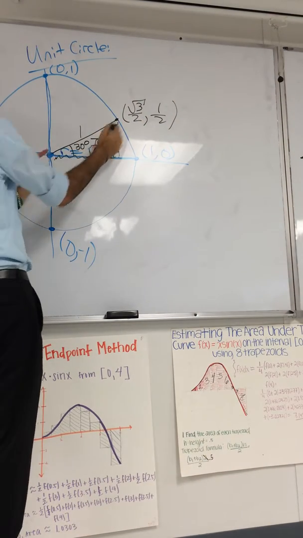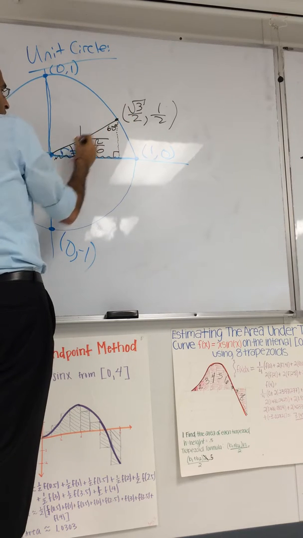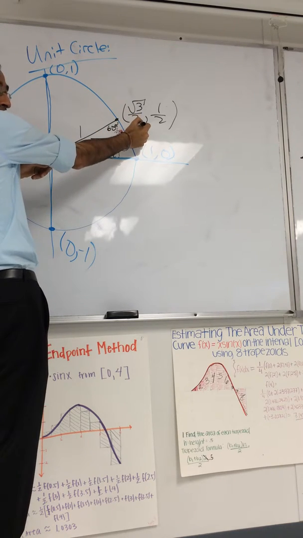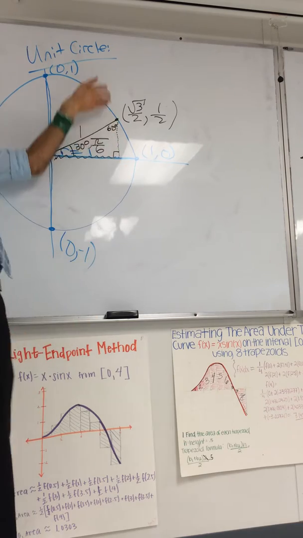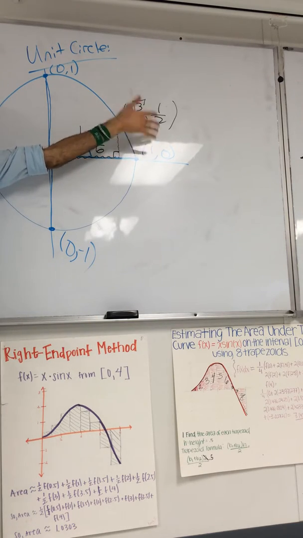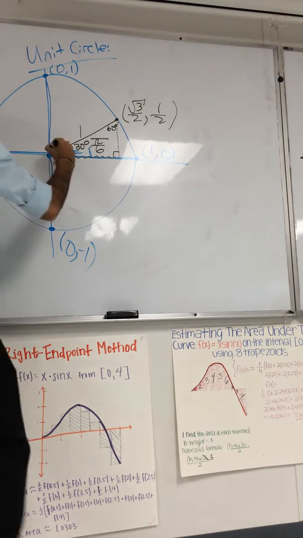So for this coordinate right here, what is the x distance from here to here? It's root 3 over 2. And the y distance, how much did I go up? I go up by 1/2. Let's draw the next angle.